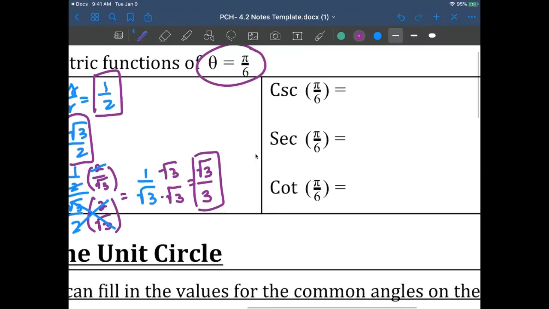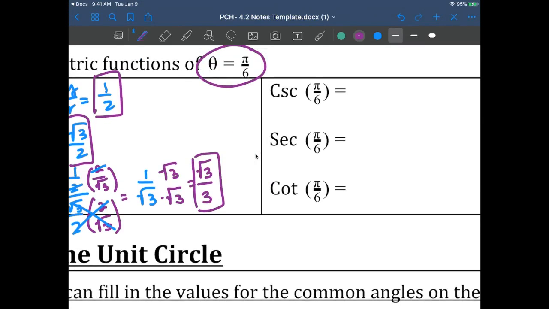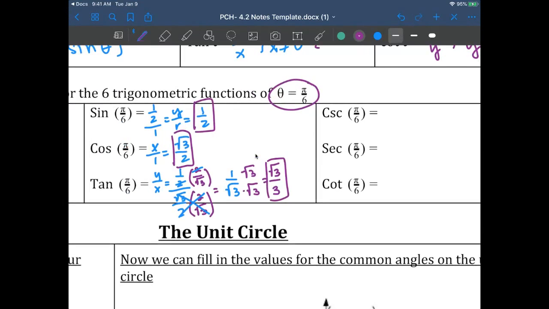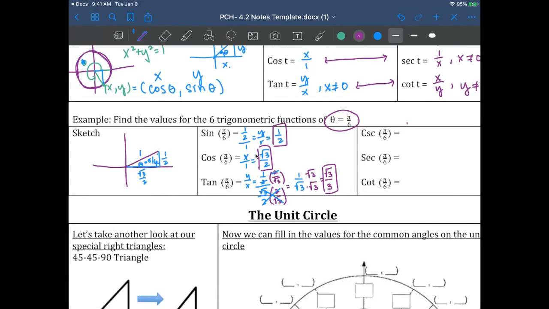Okay, cosecant is the reciprocal of sine. So you can either say it's 1 over my y value. So 1 over the y value is 1 over 1/2. Again, multiplied by the reciprocal, giving us 2. The other thing you can do is just look at the sine ratio we already figured out and take the reciprocal. Okay, so we'll do that for the next one.